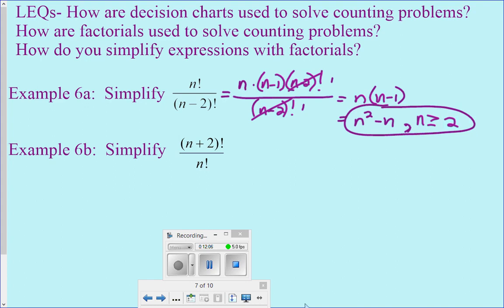That's my restriction. Okay, so again, just treat it like the factorial is not there, like we've been doing all year. That would be n is not equal to 2. But instead of writing the not equal symbol, it's going to be greater than or equal to that number. So in this case, 2.